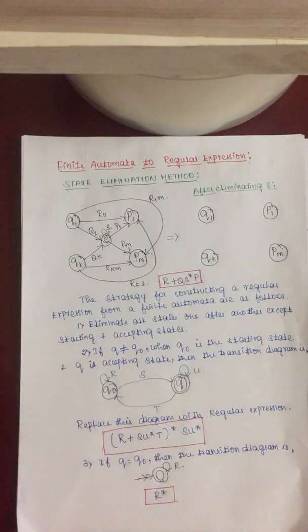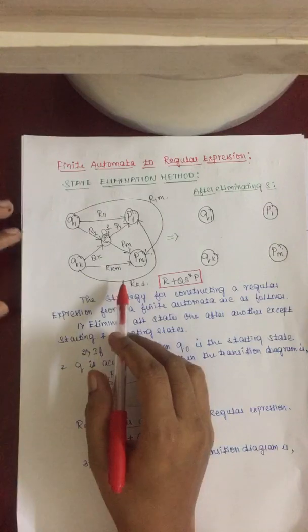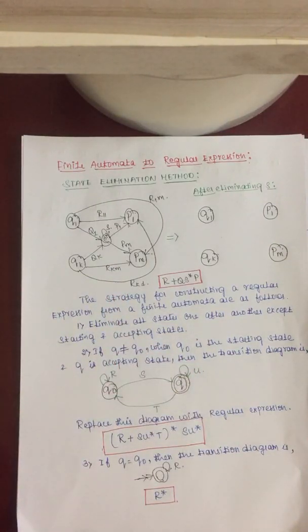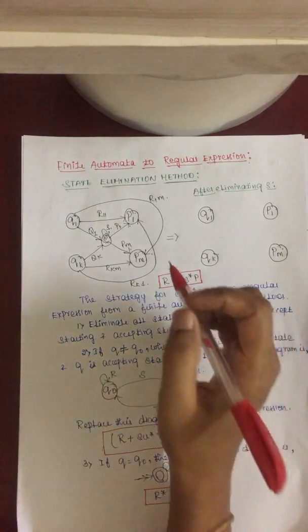So generally we will take one random example first. This is the example, some random example I have taken. By eliminating the states one by one, we are going to frame the regular expression. Whatever diagram or model you take, DFA or NFA, there will definitely be more than one state. Until only the initial state and final state exist, we are supposed to eliminate the states one by one. Other than the initial state and final state, we eliminate the states one by one using this state elimination method.